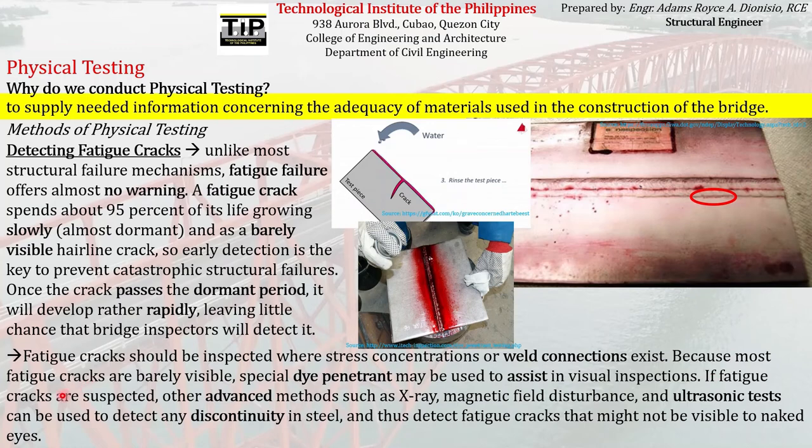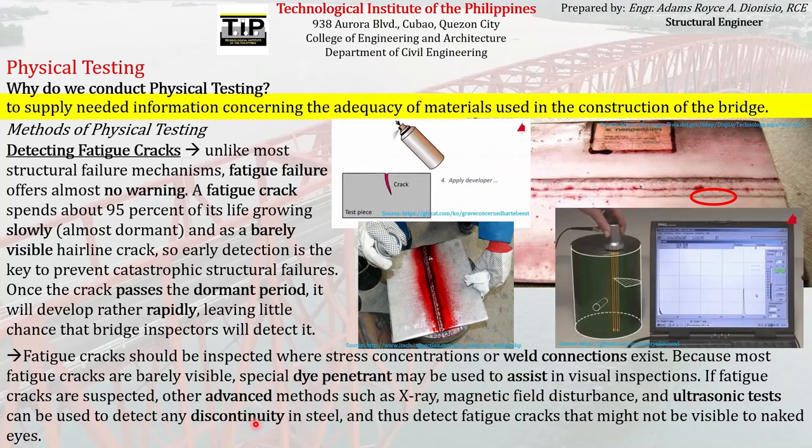If fatigue cracks are suspected, other advanced methods such as X-ray, magnetic field disturbance, and ultrasonic tests can be used to detect any discontinuity in steel and thus detect fatigue cracks that might not be visible to the naked eye. So ultrasonic tests look something like this. If you have a steel component here that has a discontinuity inside, meaning it has a cavity, a hole, say for example, inside the structural component.